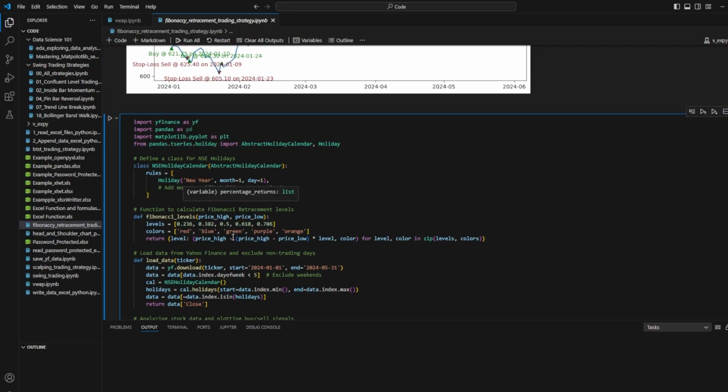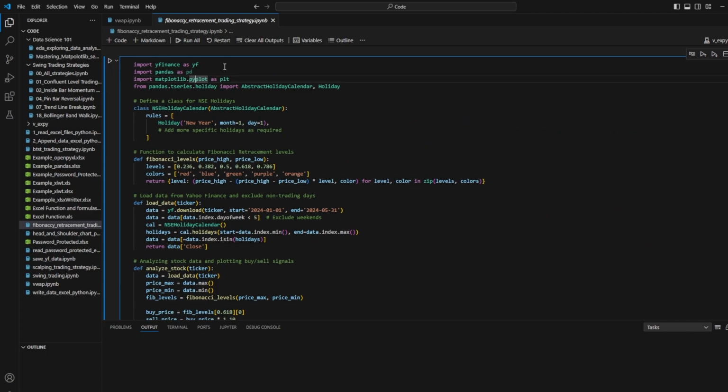Now what we have done over here, we have called the yfinance library. We have also imported the holiday calendar, but you can also define your own calendar. Here, for example, we have added a new year as a holiday, and you can add your own specific holidays based on your country's public holidays.